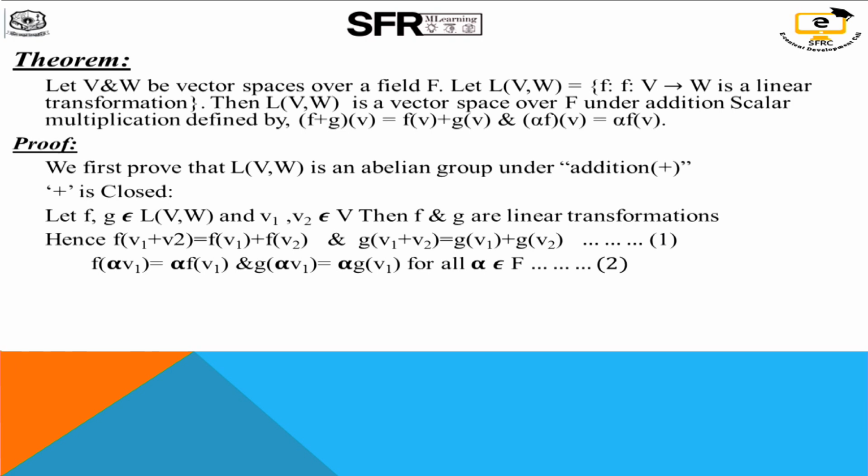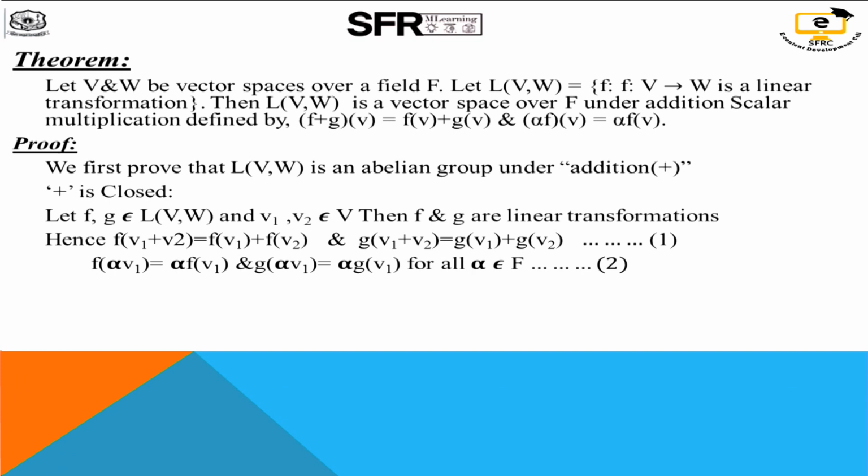Suppose we take two vector spaces over the same field F. We can say that the collection of all homomorphisms is also a vector space over the same field. In mathematical notation, we denote it by L of V, W. It contains the collection of all homomorphisms from V to W. We prove that this collection is a vector space over F under the operations addition and scalar multiplication, which are defined as (F plus G) of V equal to F of V plus G of V, and (alpha F) of V equal to alpha times F of V.